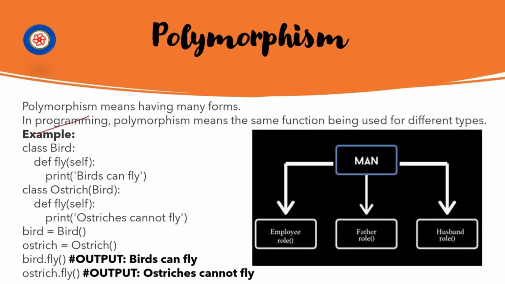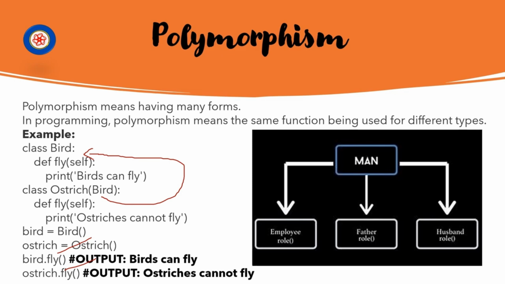Coming to this example, both bird and ostrich have a fly method. This common method name allows polymorphism. The ostrich class is inherited from the bird class but overrides the fly method with its own implementation. This means that when both bird and ostrich have a common fly method, they behave differently. You can call the fly method on both bird and ostrich despite the same method name. Each class implementation of fly is different, demonstrating polymorphism.